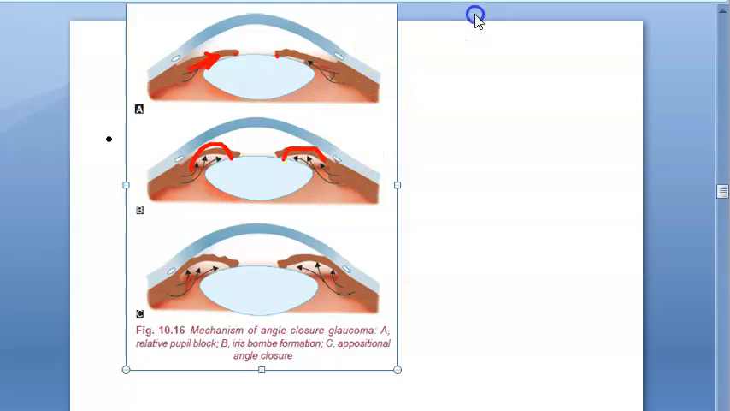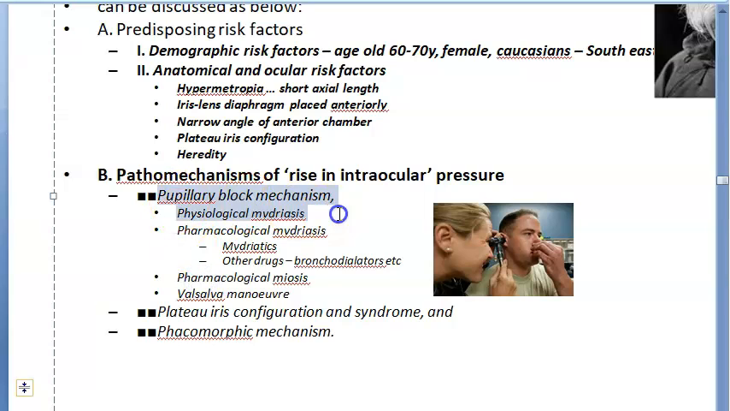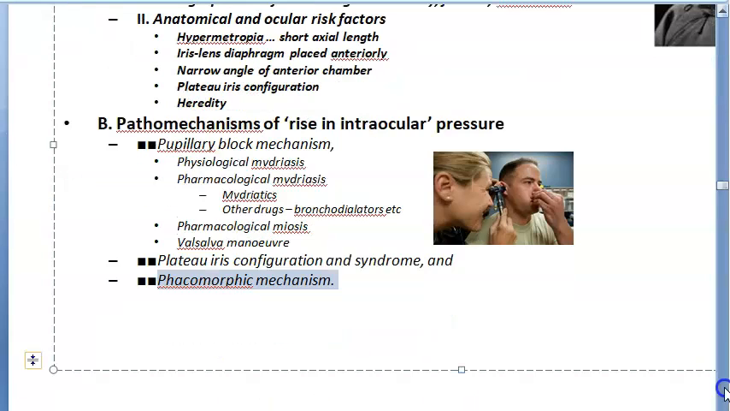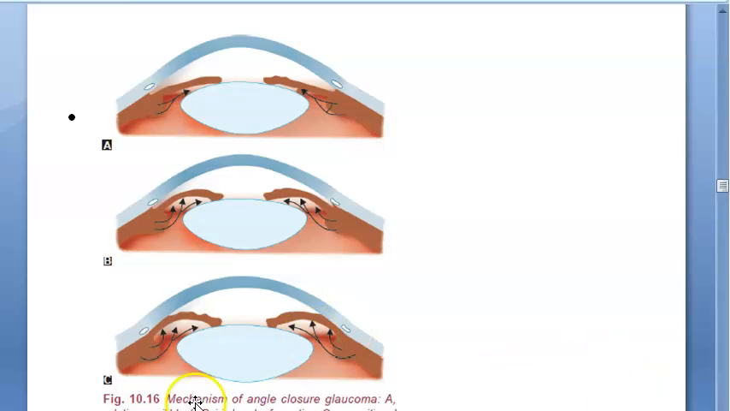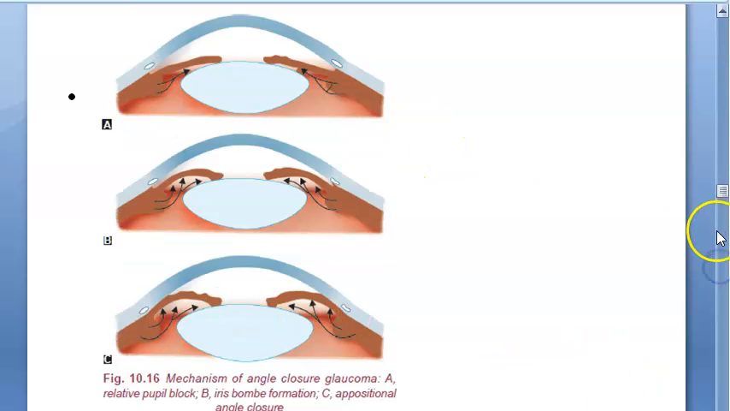Then, what else are they explaining here? Appositional angle closure. Because of this iris bombe, the angle is getting closed. So, that is the appositional angle closure. So, guys, they explain pupillary block a little more with some photos that you also can explain in the exam. Plateau iris also you can draw in the exam as a diagram. Phacomorphic mechanism, we told you, lens size will go on increasing, right? Now, let's move on.